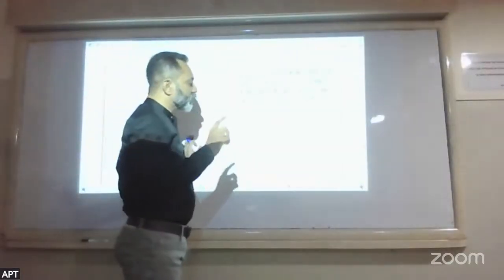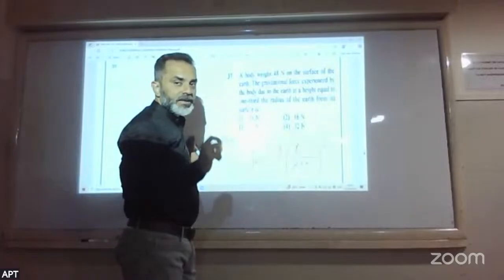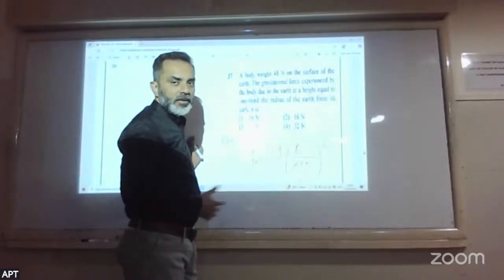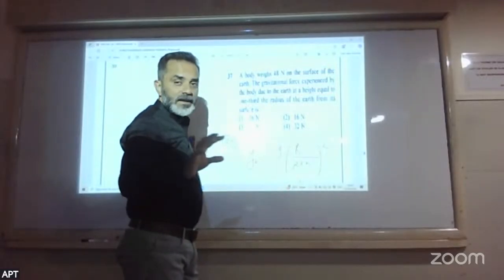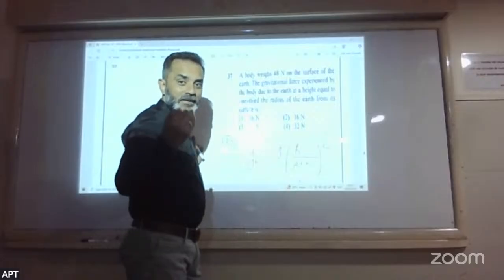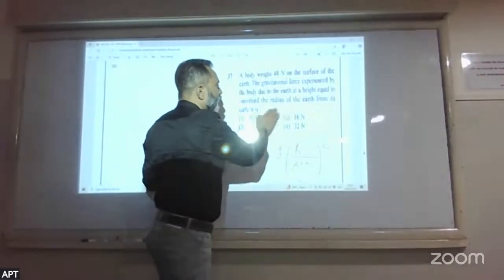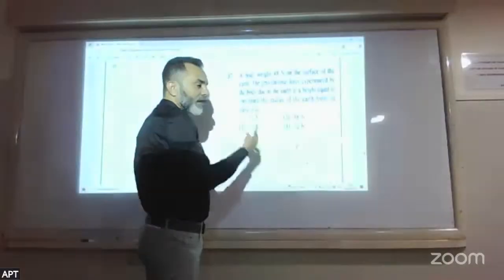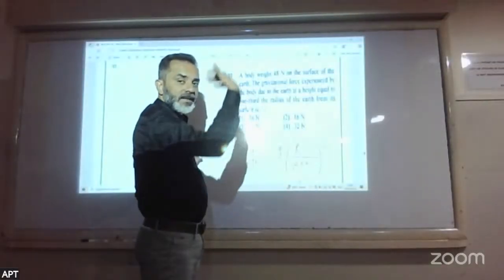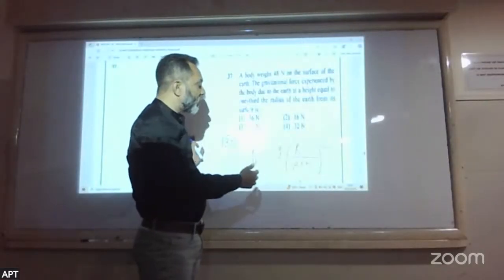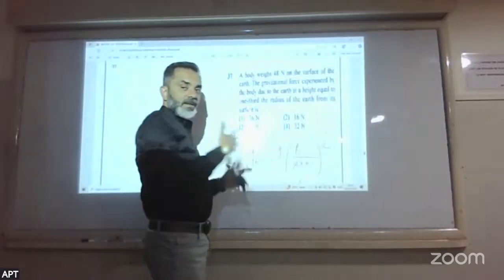Question number 37, a very simple, straightforward question from gravitation. It was like a bonus question, right? Bonus for all, a jackpot question. The question here is you are given the weight on the earth's surface, and at a certain height you are supposed to get the weight. So g_h, what is the relation of small g?